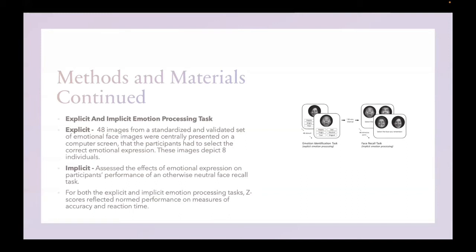For the implicit part of the task, the 48 previously seen faces were paired with 48 unseen faces that were matched by sex, emotional expression, and other presentation parameters. From each presented image pair, participants were asked to select again as quickly and accurately as possible the image they had previously seen. Basically, it was a face recall task for the implicit part.